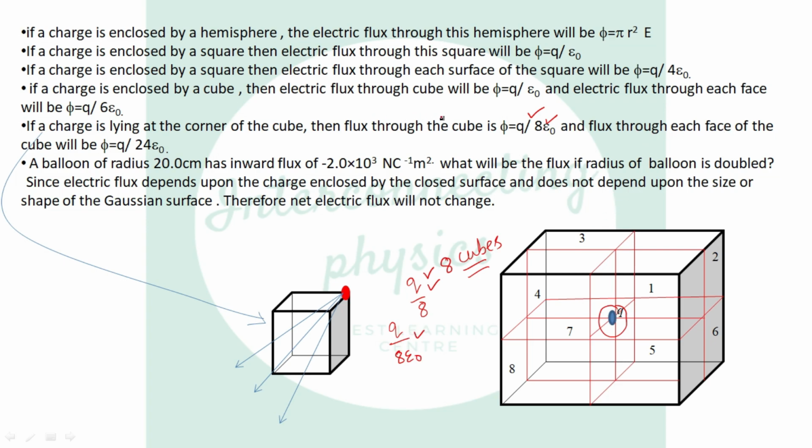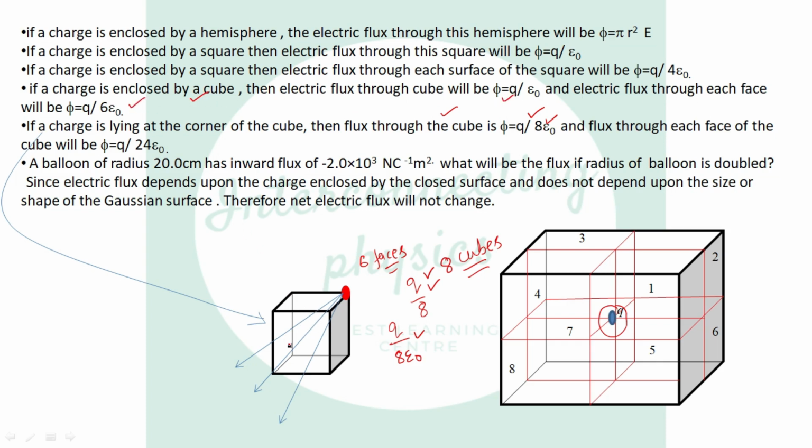Now, here flux through the cube is q by 8 epsilon naught. Now, flux through each face of the cube. You see, we have 6 faces of the cube, and if charge is enclosed by the surface, as previously discussed, the total electric flux will be q by epsilon naught, and through each face it is q by 6 epsilon naught.